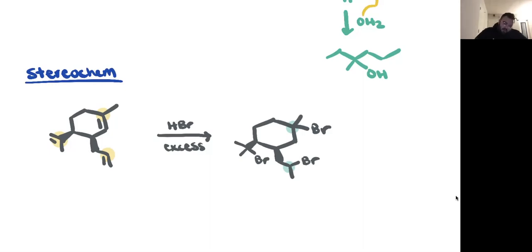Okay, so when we go and then look at this, we see that we have formed 2 new chiral centers. We're going to have a total of 2 to the n, which in this case is 2 squared. That's going to equal 4 stereoisomers. Cool. So that's not too terribly complicated.